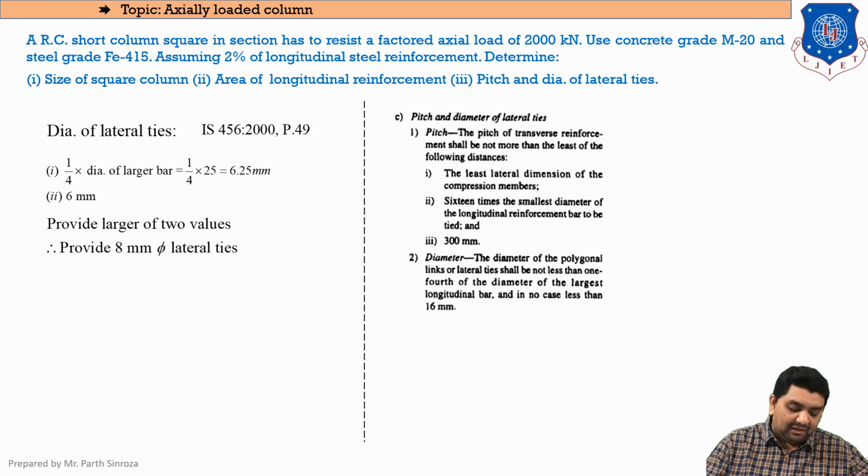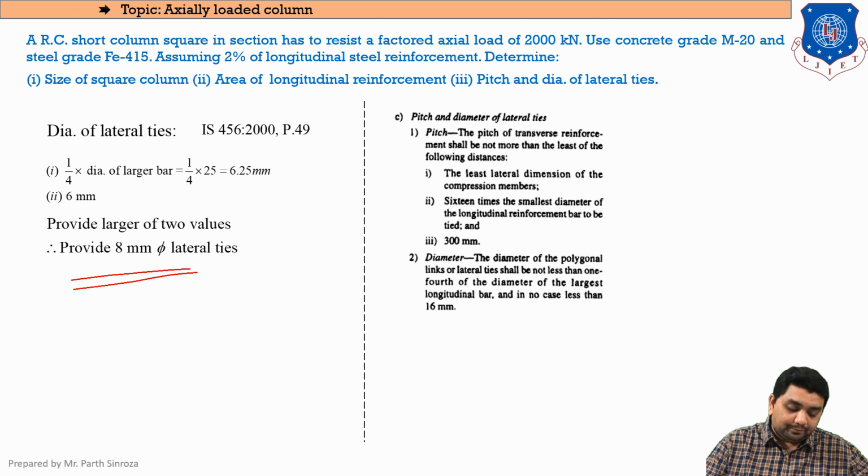So the maximum value that we are getting here is 6.25. Clear? So the bar diameter should be at least 6.25, but as we know that 7 mm bars are not available in the market, the minimum bar that we can provide is 8 mm. So here the final answer will be providing 8 mm diameter lateral ties.